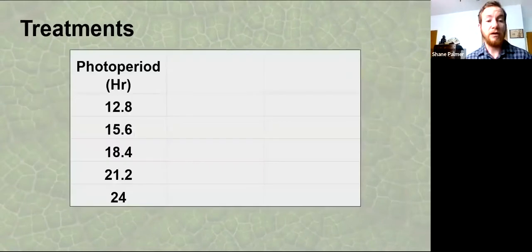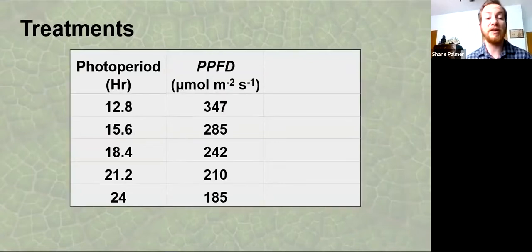I did do something a little different as far as the photoperiod treatments go. I wanted to get up to 24 hours, so that's why it's ranging up to 24 hours. We did have a sixth treatment of 10 hours, but there was a technical glitch and that one got messed up. So we're only reporting the data for these 5 photoperiods. They range from 12.8 to 24 hours.